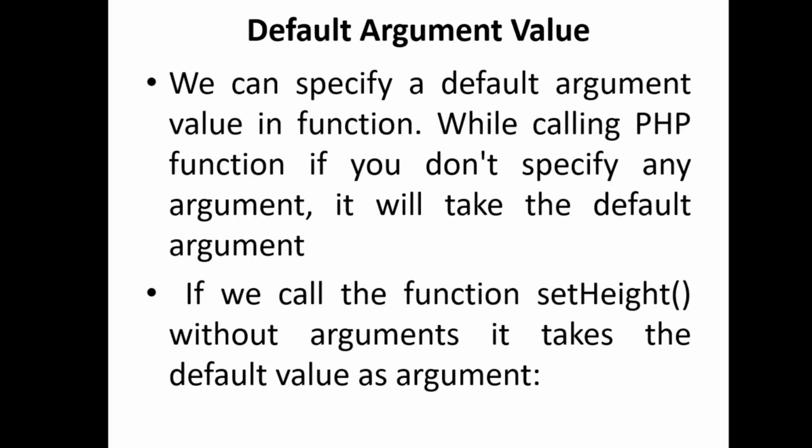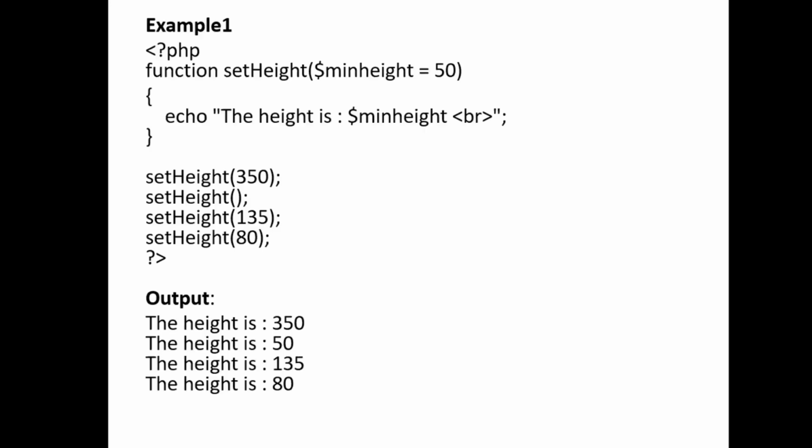So first is default argument value. We can specify a default argument value in a function while calling a PHP function. If you do not specify any argument, it will take the default argument. So if we call the function set height without arguments, it takes the default value as argument.